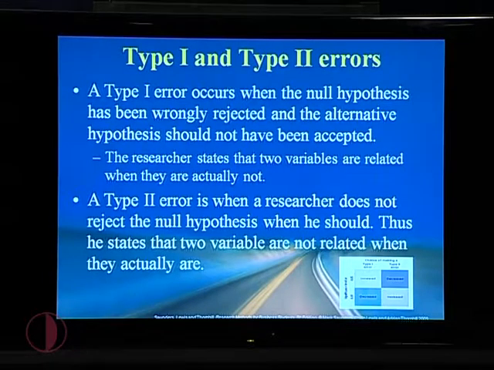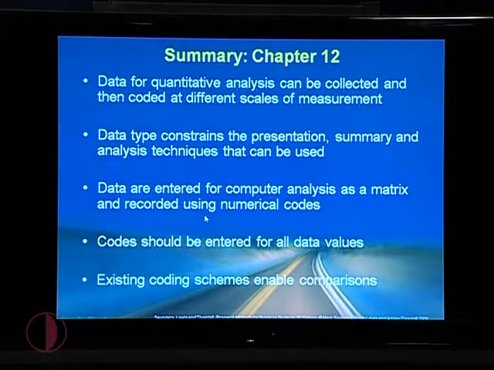Let's have a look at type 1 error and type 2 error, as it's related to how much confidence you have in your data. Type 1 error occurs when the null hypothesis has been wrongly rejected. It should not be rejected: we assume that there is no relation between the two variables, and we reject the null hypothesis and assume that there is a relation, but actually there is no relation. While type 2 error is when a researcher doesn't reject the null hypothesis when he should.